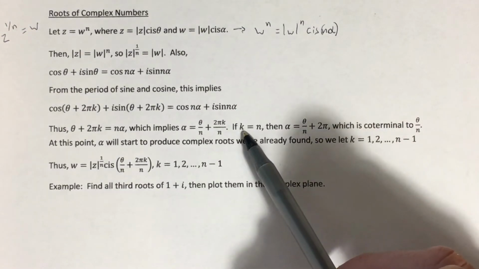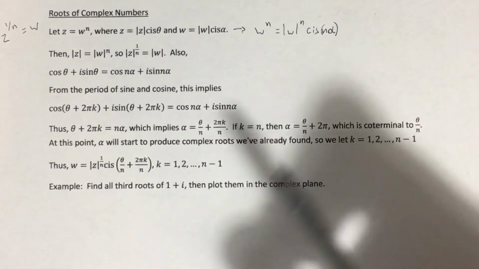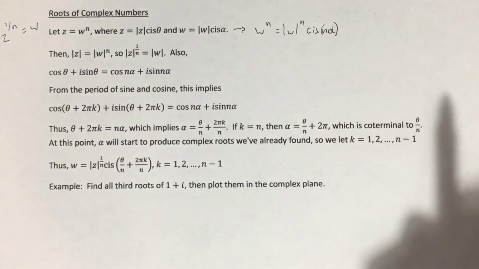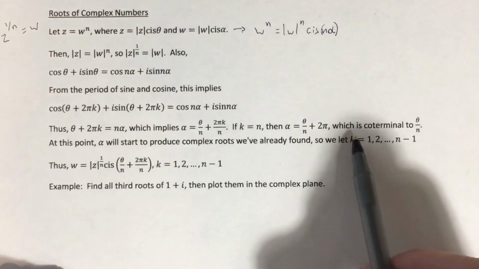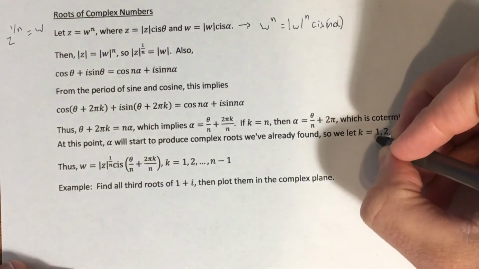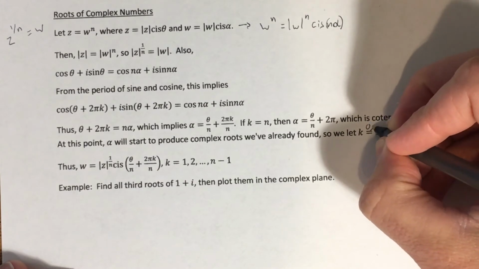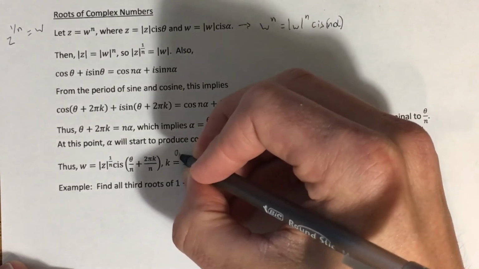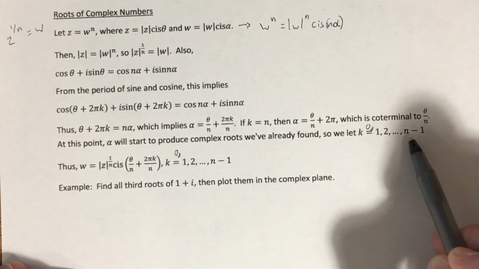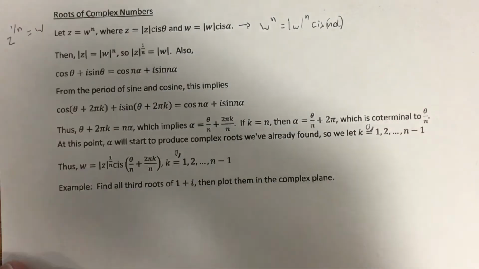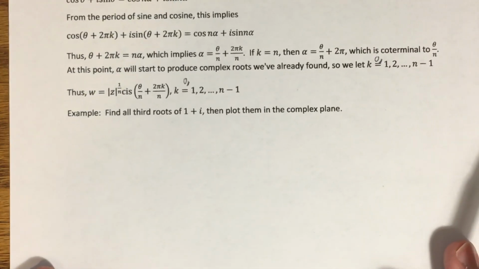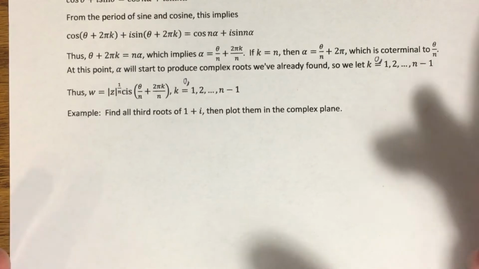So by the time I plug in k equals n, I've started to repeat the complex numbers that I've already found, which is kind of pointless. So instead, we let k equal, and actually I'm missing a number in here, k could also equal 0. I need to make sure I include that here as well. k can be the numbers 0, 1, 2, 3, all the way up to n minus 1, whatever number comes right before n.